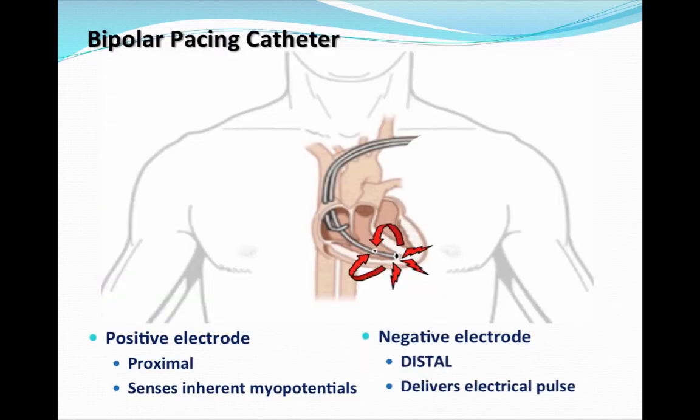Here we have a picture of the bipolar pacing catheter in the heart. And you can see that the job of the positive electrode, or the proximal one, is to sense the inherent myopotentials. So what's going on in the heart. And then the negative electrode, or the distal one that is coming into contact with the right ventricle, or the endocardium, is to deliver the electrical impulse when it's needed.